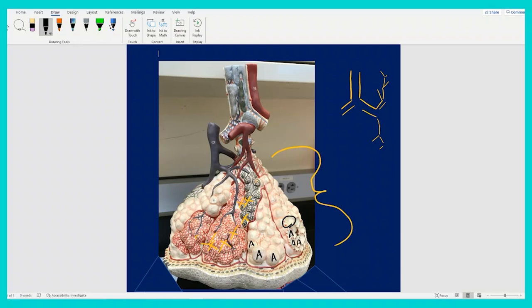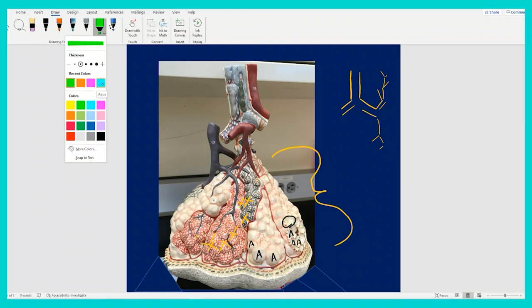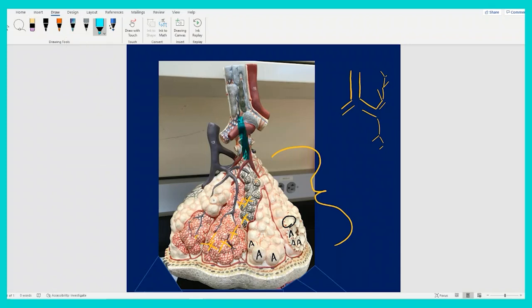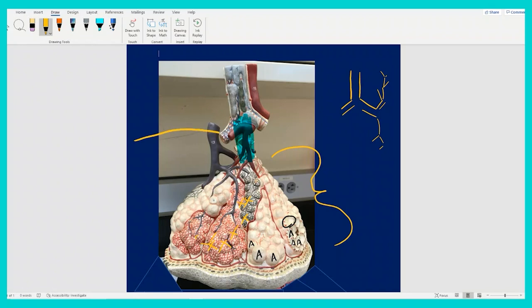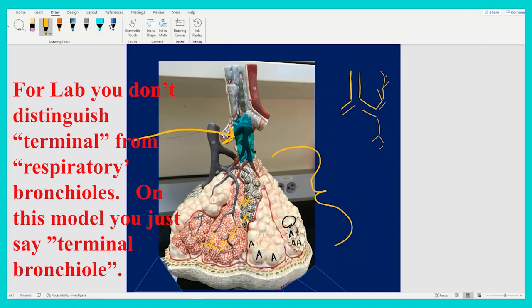And we would have, let me go a little bigger here, right here, a bronchiole leading into these things. So this section of the bronchial tree that I'm shading in right here, let me change up colors. Maybe you can see it a little better. Right there, that's a terminal bronchiole leading into the alveoli.